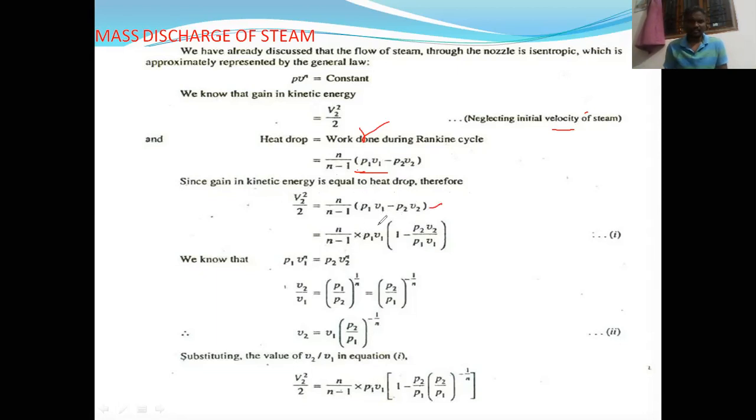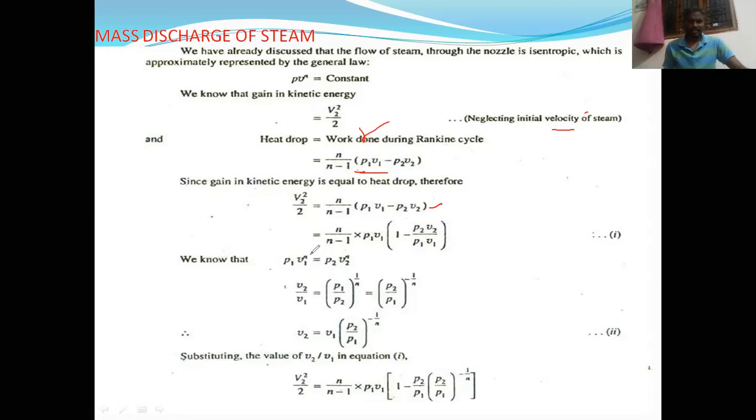From this particular formula, we are taking P1 V1 common, so that it will be rearranged like n by n minus 1 into P1 V1 into 1 minus P2 V2 by P1 V1. Here from this formula we need to get the value of V2 by V1, then we can substitute the value here. In order to get this V2 by V1 value, we need the pressure ratio of the steam.